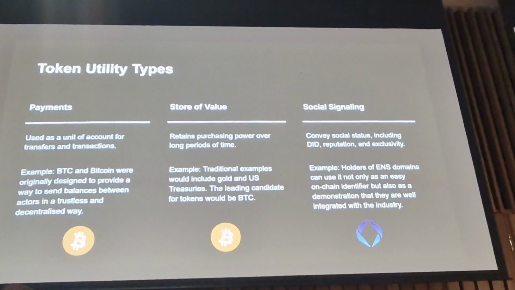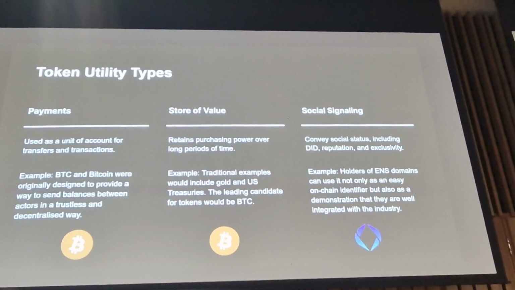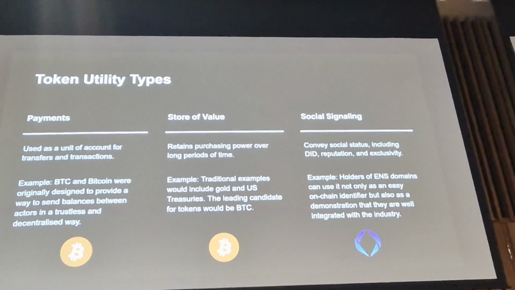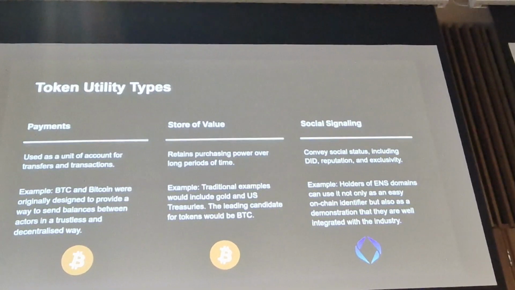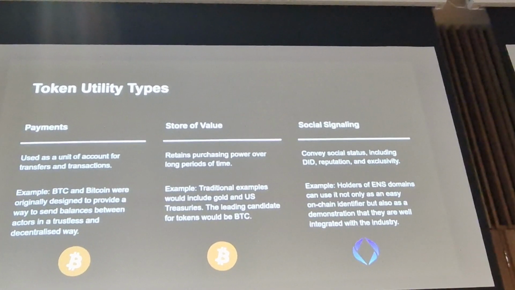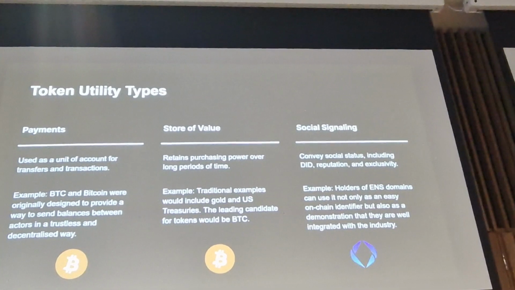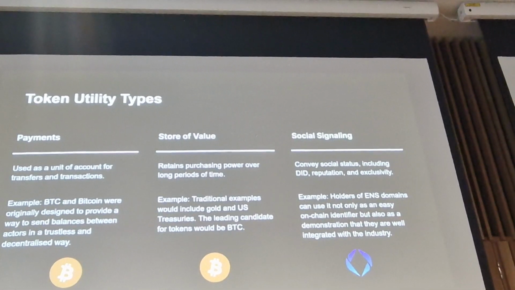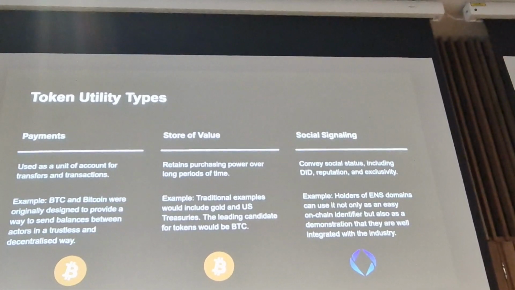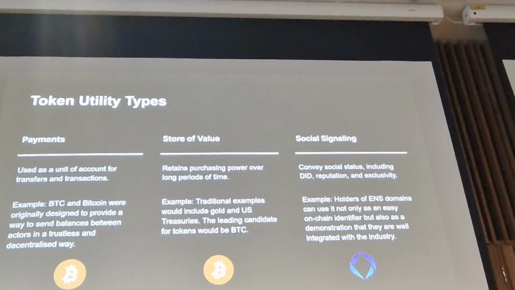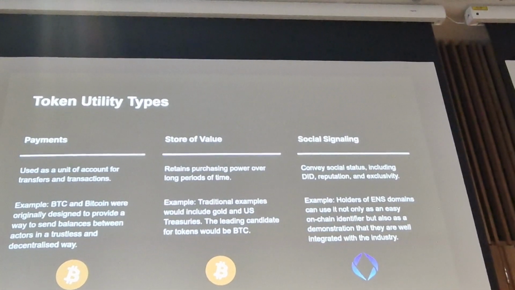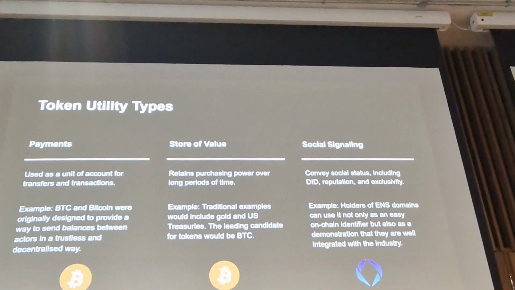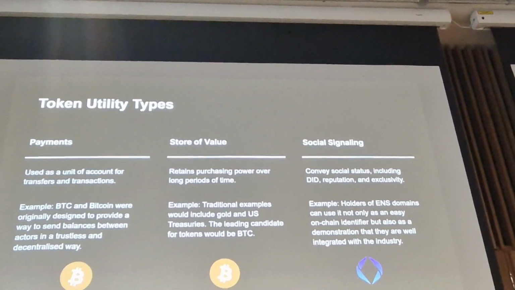And then our ninth token utility is social signaling. The idea here is to convey social status, and that can be to do with identity, reputation, or some degree of exclusivity. An example here would be holders of ENS domains. They can use it as an on-chain identifier to signal their identity. But we can also see it in NFT communities, where arguably investors or holders own the token to signal something about their status, the idea that they're part of a community, and they have some sort of sway and influence within that community, analogous to buying luxury items, whether that's fashion items or luxury cars or whatnot.